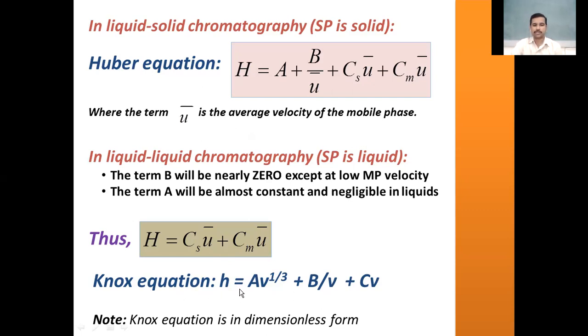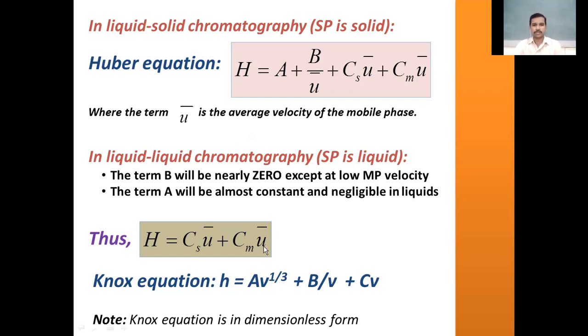So Knox equation is H is equal to A into V to the power 1 by 3 plus B divided by V plus C into V, where V is the velocity of the mobile phase along with the solute which is moving through the chromatographic column. So this is Knox equation.